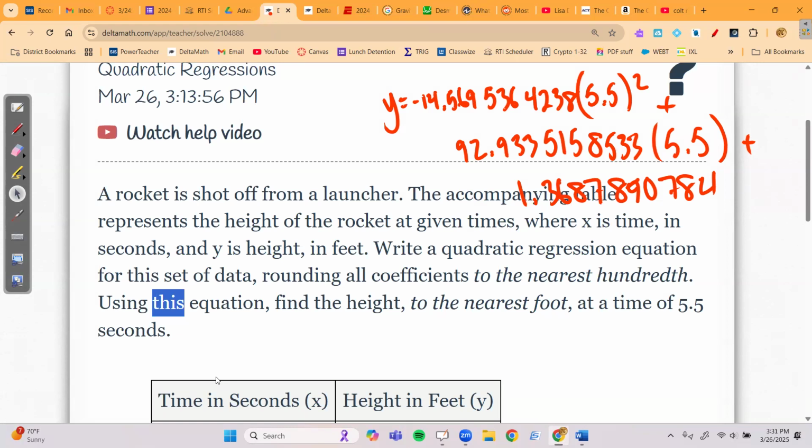What are they trying to get me to do? They want me to put 5.5 in place of X in my equation, but the computer won't do it for me. The computer plugs it into the unrounded OG equation that turns out isn't of any use to us. So you have to bust out a calculator in a case like this, because it says using this equation, not the one that the computer gave me with those long A, B, and C, using the equation that you created.